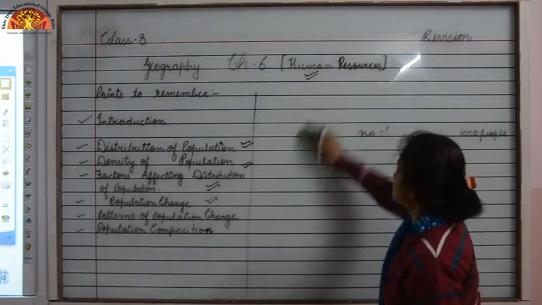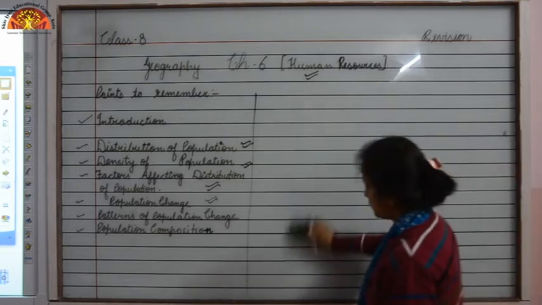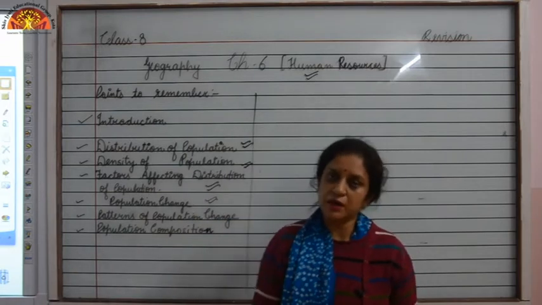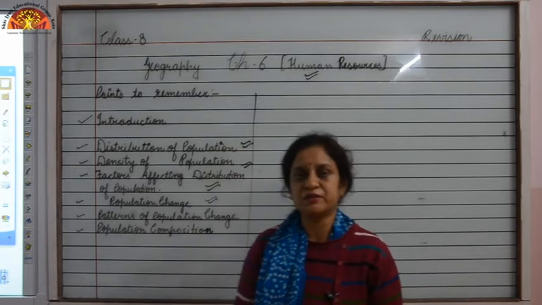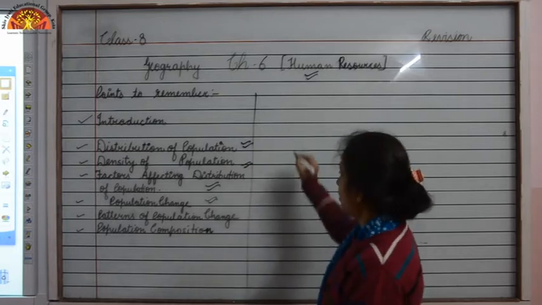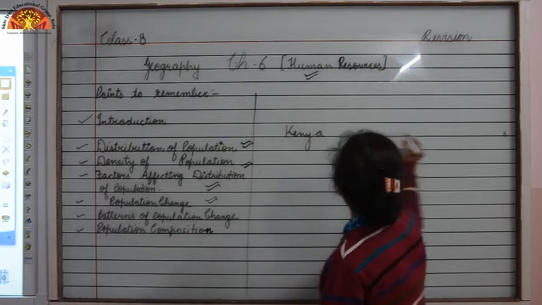Now the next is patterns of population change. Although the world's population is changing rapidly, or we can say it is increasing rapidly, not all the countries are experiencing the same. In your book, two examples are given: one is of Kenya and the second is of UK.